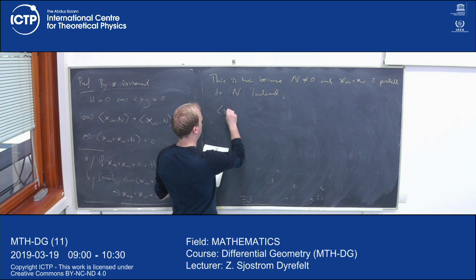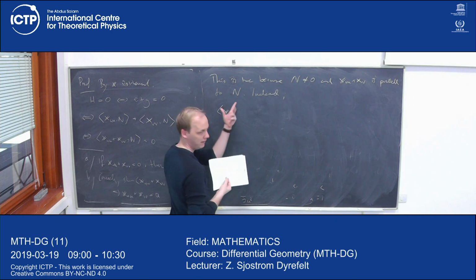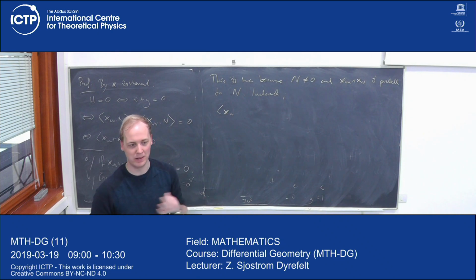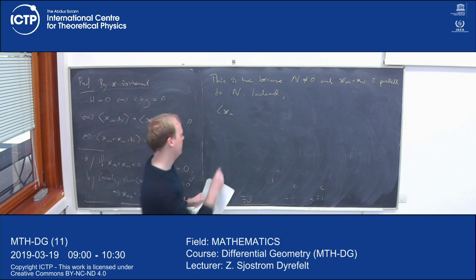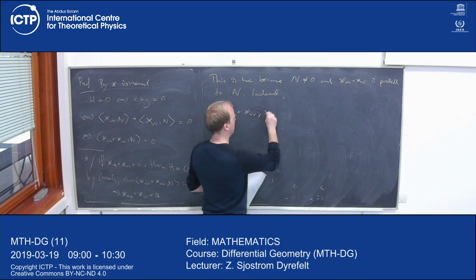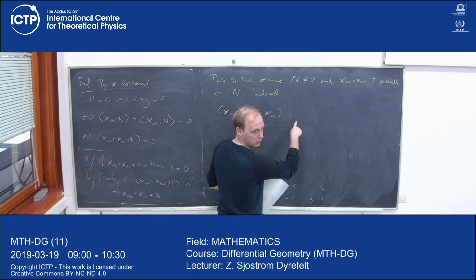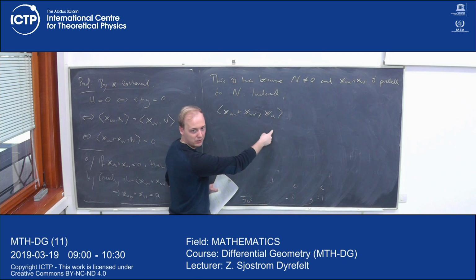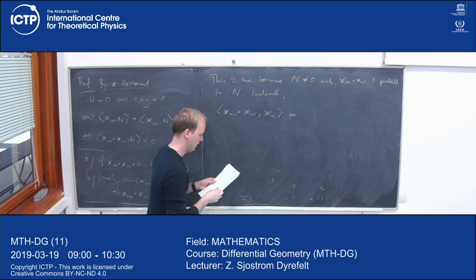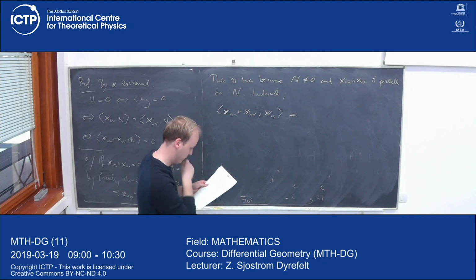So, of course, n is normal to the tangent plane. And the tangent plane is spanned by x_u and x_v. So it is enough to show that x_uu plus x_vv, taken against x_u is equal to 0, and that the same thing against x_v is equal to 0. Okay? So to show this, if we compute this, then what is it?